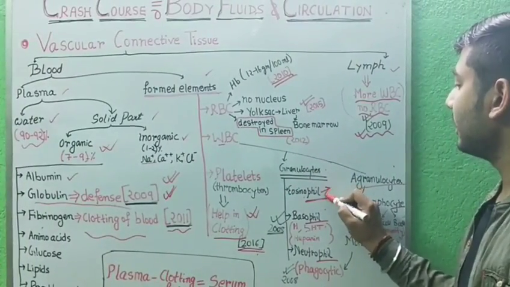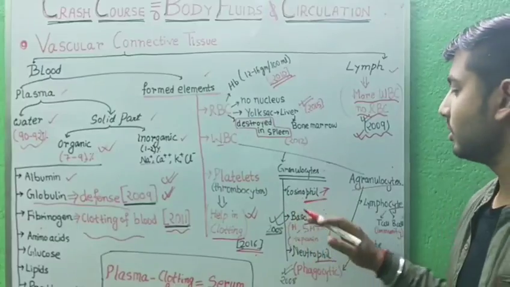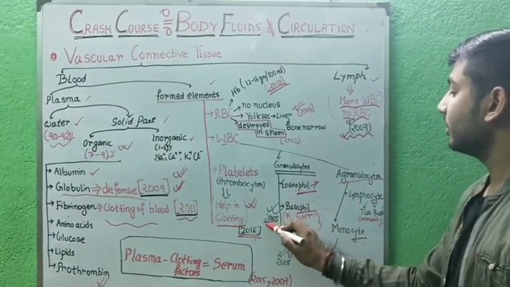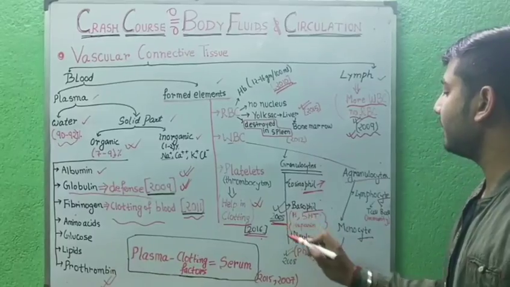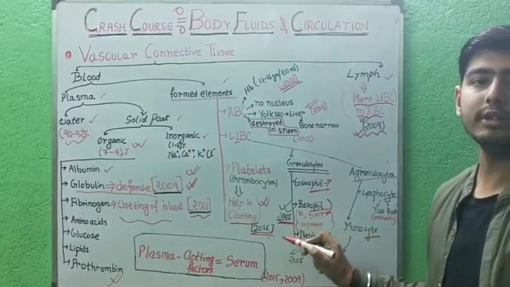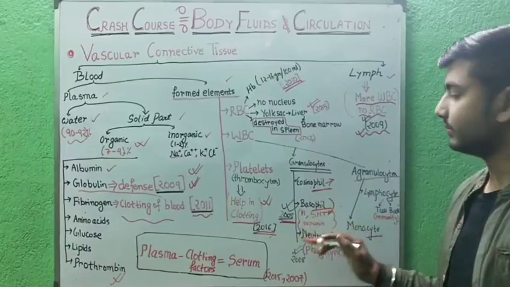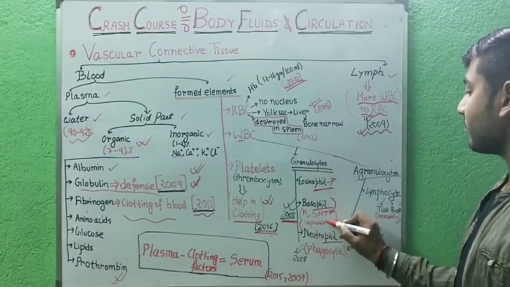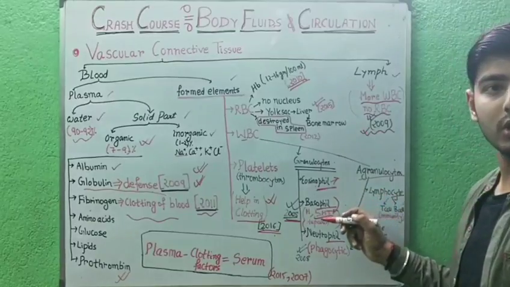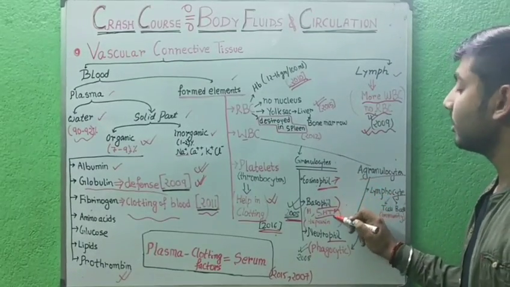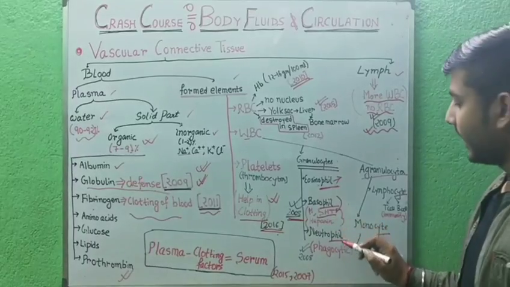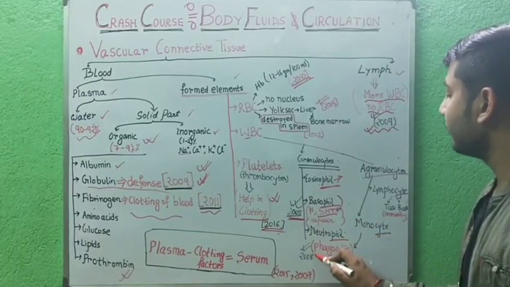Eosinophil helps in fighting allergies, worm infestation, etc. While basophil, this question came in 2008 AIPMT. Basophil secretes 5-HT. 5-HT stands for serotonin, a vasoactive amine. Hope I cleared this concept for you also. Basophil secretes serotonin, histamine and heparin, while neutrophil helps in phagocytosis.